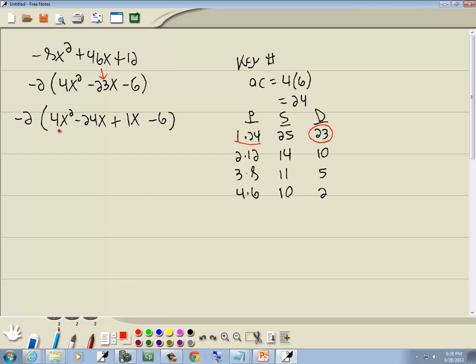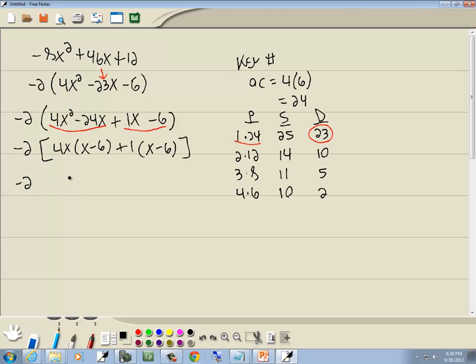Now after we've got that rewritten, we'll group the first 2 terms and the last 2 terms. Now the GCF of the first 2 terms, they have a 4 and an x in common. And that gives me x minus 6. Now for our second group, they have nothing in common, but we always want to factor something out. And if nothing else, you can always factor out a 1. And that gives us x minus 6.